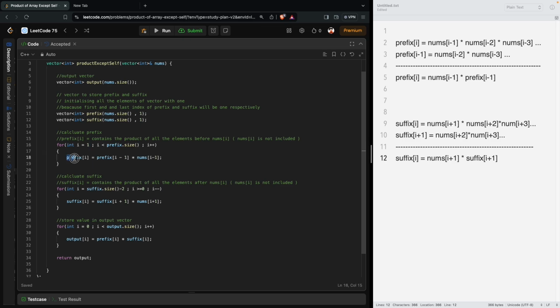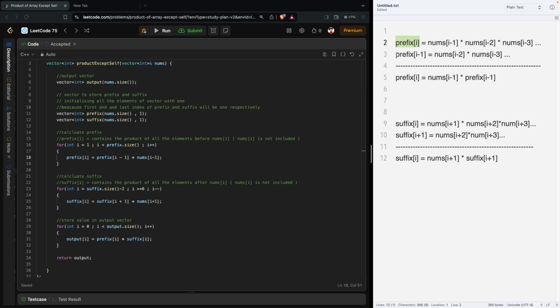If you notice, we are starting from index number 1 because prefix 0 already contains 1, right? And if you see this closely, prefix of i is equal to prefix of i minus 1 multiplied by nums of i minus 1. So how did we get this? We know prefix of i will store the product of all the elements before nums of i. So those elements are nums of i minus 1, i minus 2, i minus 3, right?